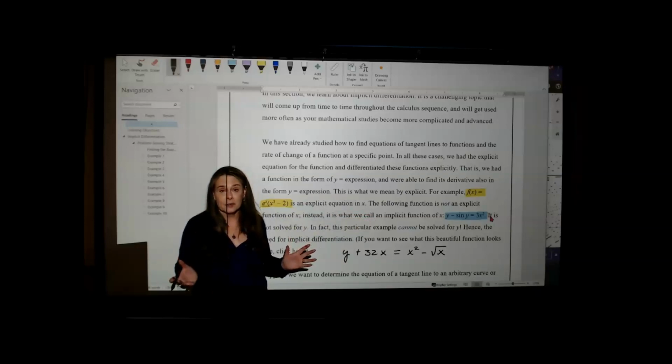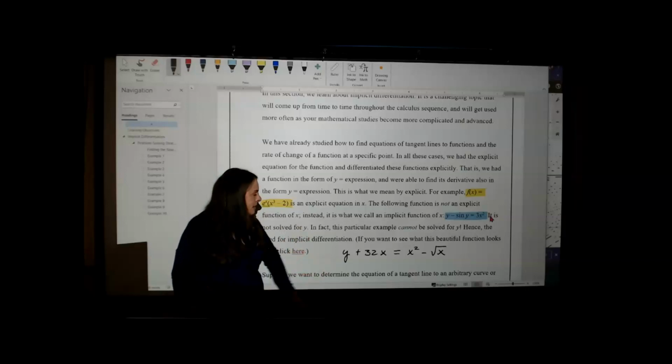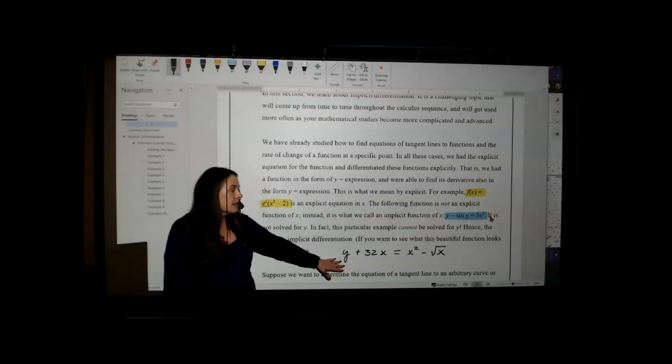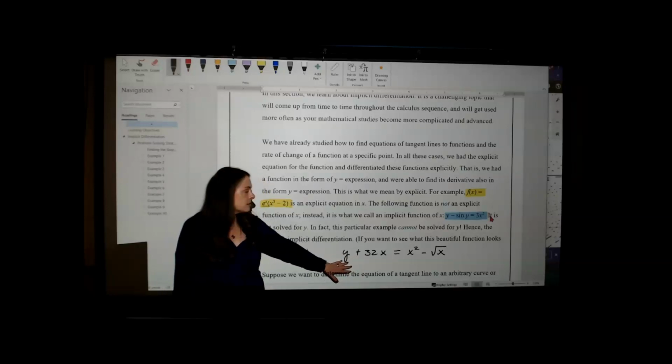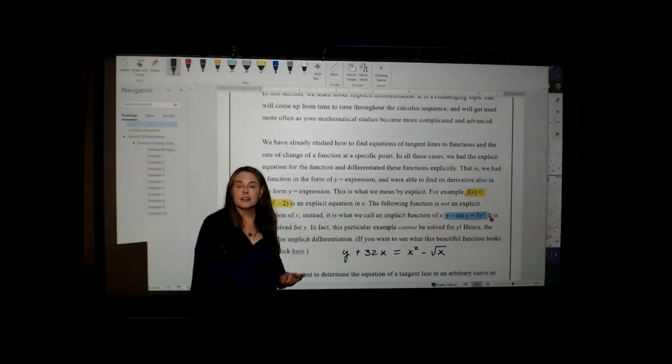It's just not possible. Are there times when you can solve for it explicitly? Of course. The equation down here, y plus 32x equal to x squared minus the square root of x, can definitely be solved for y explicitly. There are times, however, where it might be easier to take the derivative implicitly and then to find the slope of the tangent line from there.